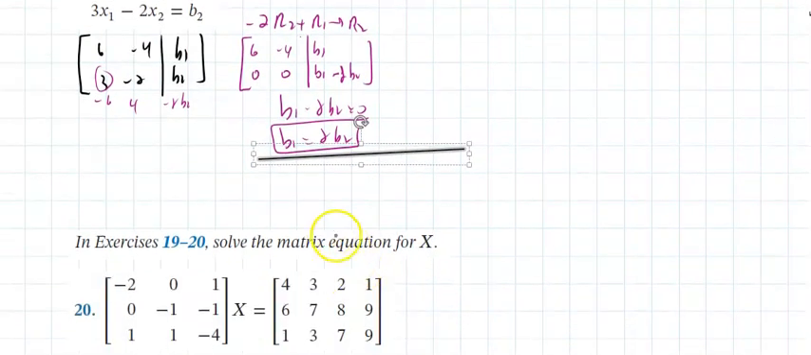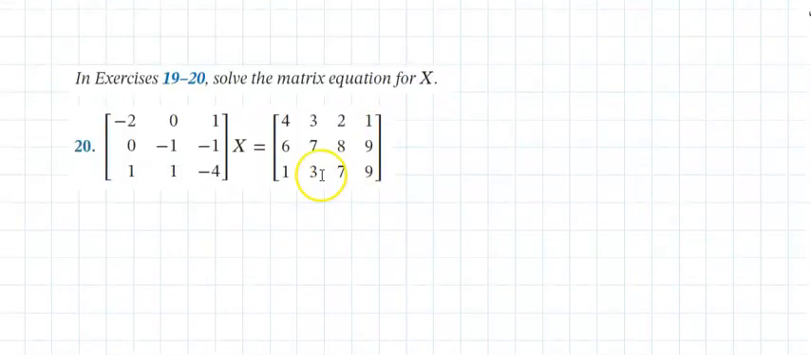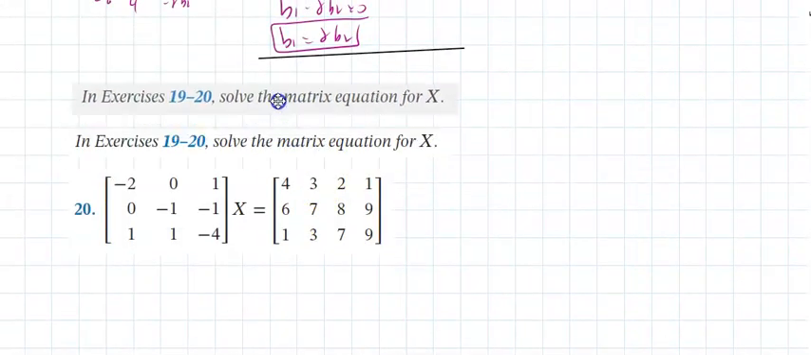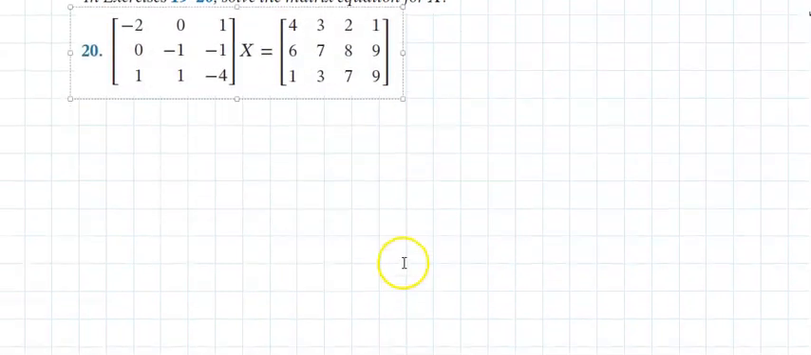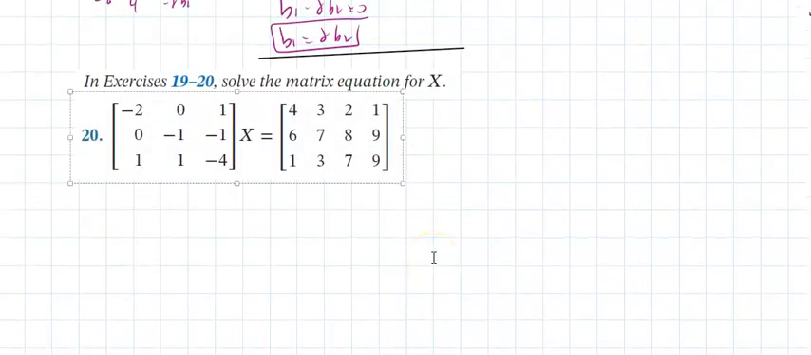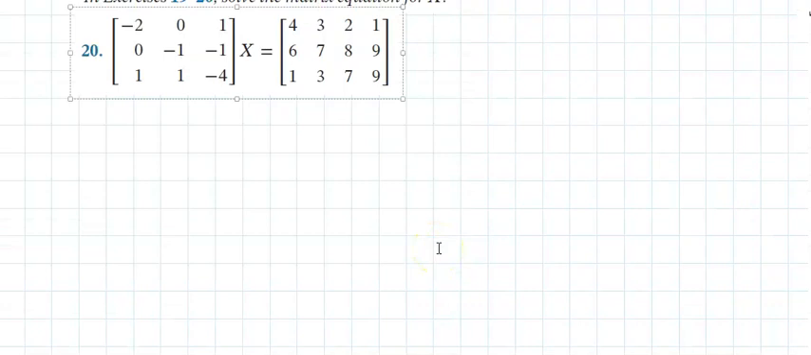Now the next problem up. This is going to be a tough one. Solve the matrix equation for x. Again, we're going to go ahead and figure out the inverse of this matrix and multiply both sides by it. And let's see how that plays. This is going to be a bit of work.